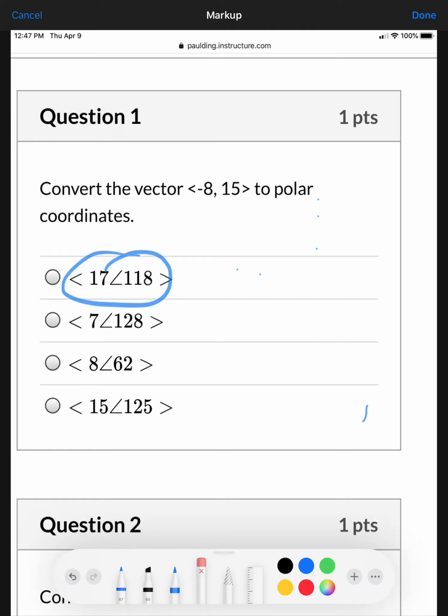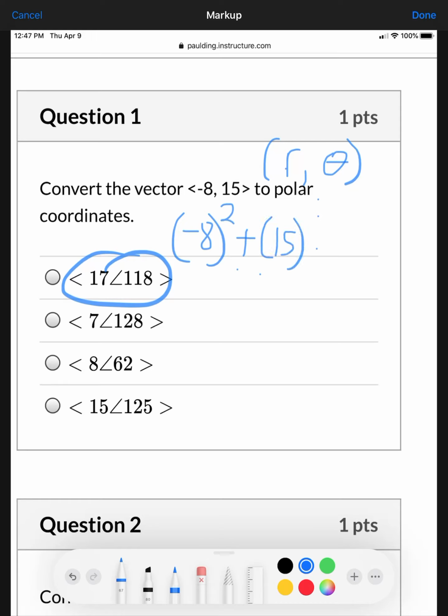So this is how you go from Cartesian or rectangular coordinates to polar coordinates. Keep in mind, when you go to polar coordinates, you want to find a radius and the angle. The radius is nothing more than the Pythagorean theorem. So -8 squared, and you're going to do this every time these questions pop up, -8 squared plus 15 squared equals the radius squared. So we get 64 plus 225. You go through here and solve for r, and we get 17.